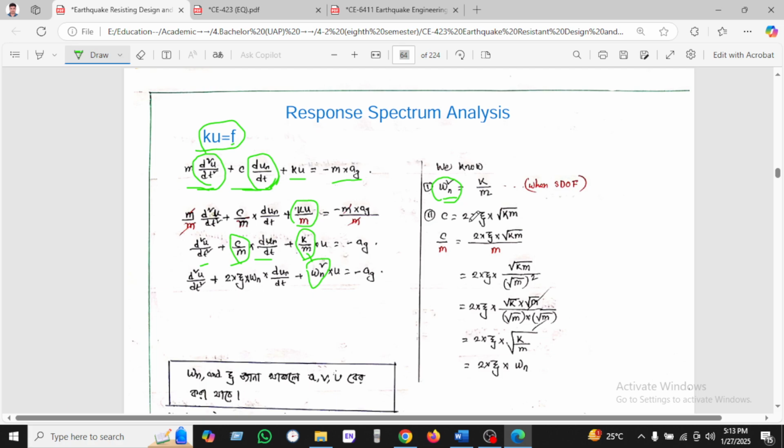So if we know that c equals root over km, it is taken from the single degree of freedom. Now we divide both sides by m and find 2 psi equals root over c by m, and calculating in this, we find 2 psi omega. So root over c divided by m equals 2 psi omega. It is taken from this derivation.